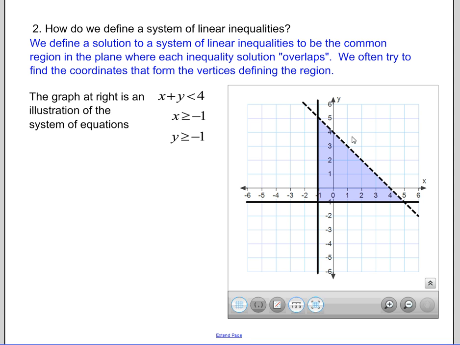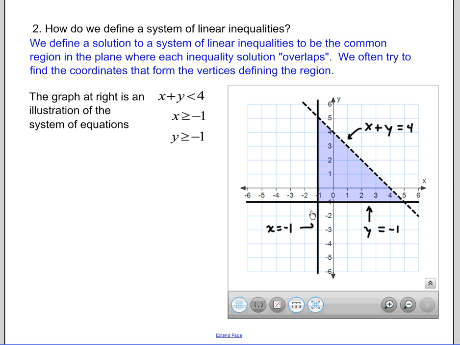We have the line x plus y equals 4 in the dashed line. Shown right here in this line. We've got the line right here that shows y equals -1 here in the solid line because of the greater than or equal symbol. And this is the line x equals -1.